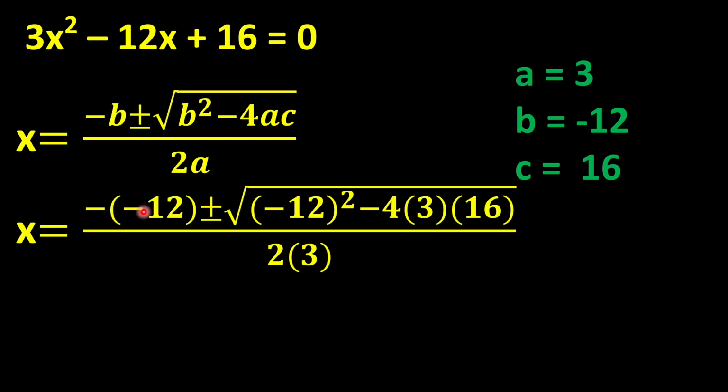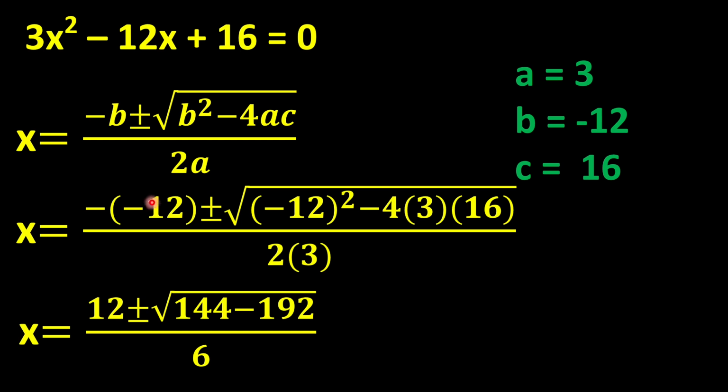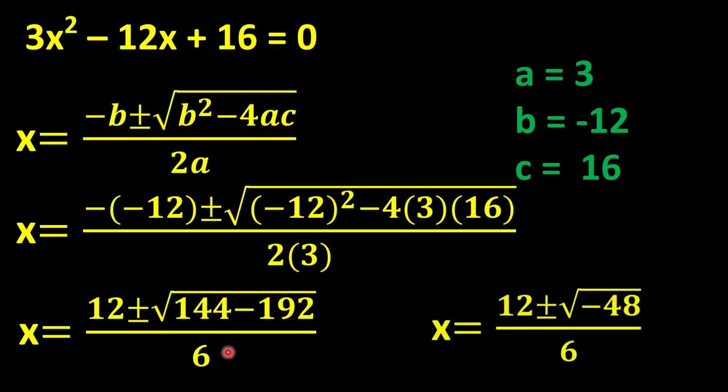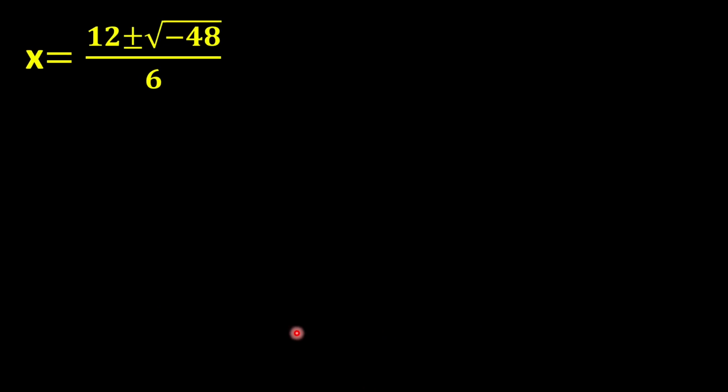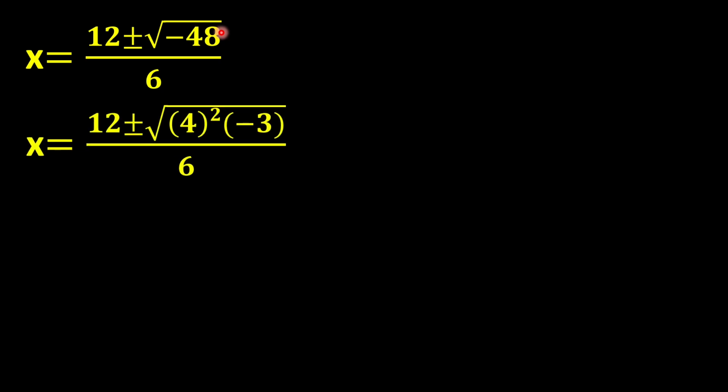And now this minus, when multiplied with minus, will become plus. So 12 plus minus square root of 12 squared equal to 144, and 4 into 3 into 16 equal to 192. So 144 minus 192, divided by 6. And 144 minus 192 equal to minus 48. So now this square root of minus 48 can be written as square root of 4 squared into minus 3, because this 4 squared equal to 16, and 16 into minus 3 equal to minus 48.